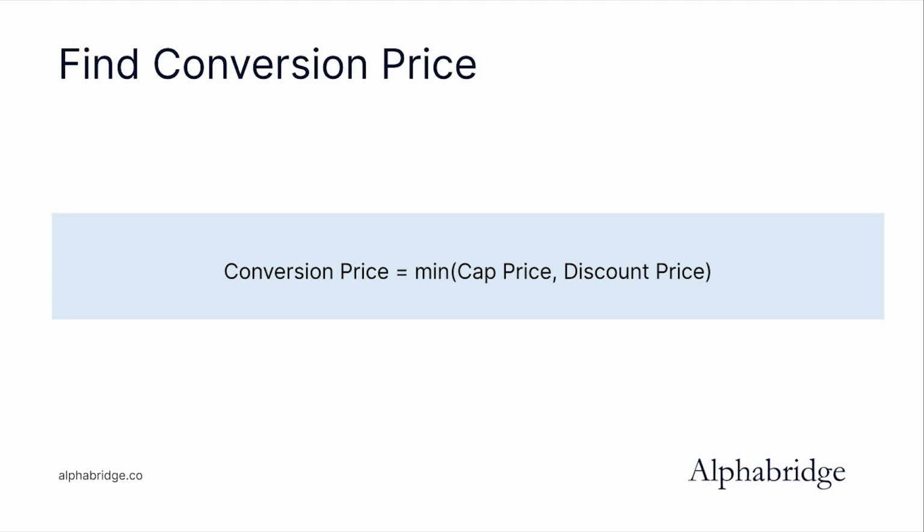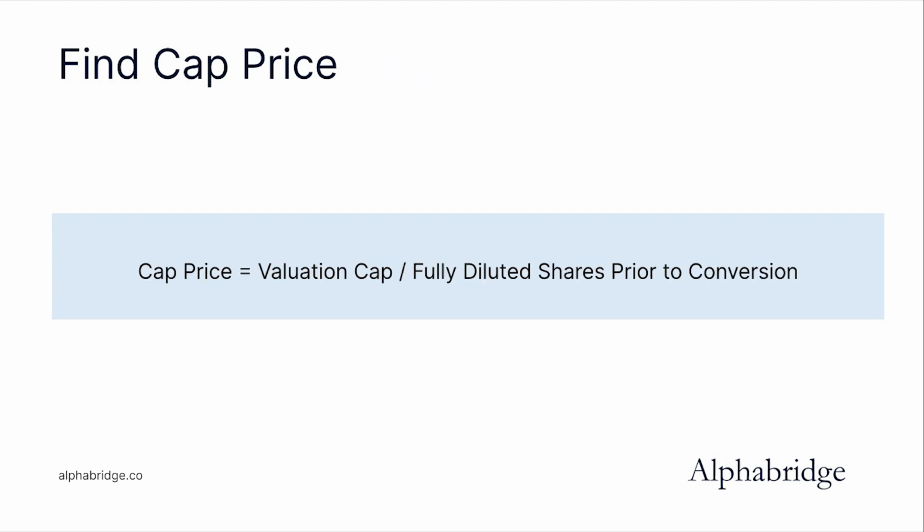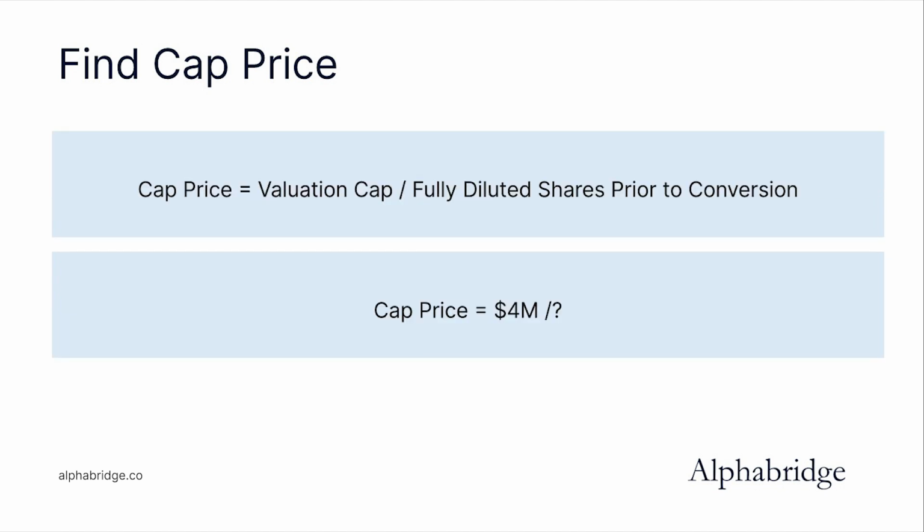Let's first figure out the cap price. This is the maximum price that the note holder would have to pay when the notes convert into equity. In this case, since the notes carry a cap of $4 million, we will use $4 million as the valuation, even though the company had received a pre-money offer of $6 million. To calculate the cap price, we simply need to divide the valuation cap of $4 million by the fully diluted shares outstanding prior to the seed round.